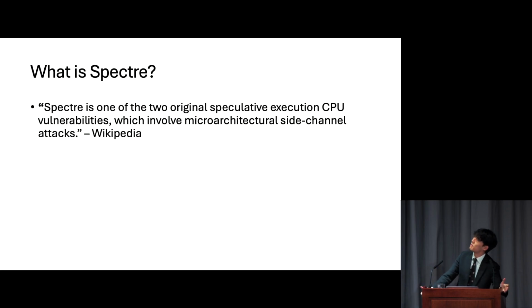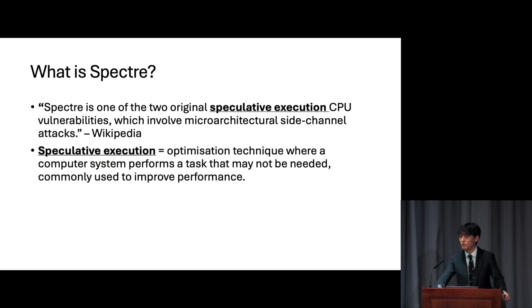So what does this mean? There are some big words here that you might not know. Speculative execution, that's a mouthful. What does that mean? Well, it's an optimization technique where a computer system performs a task that may not be needed, commonly used to improve performance. Computer scientists will know, for example, that branch prediction will use speculative execution to execute instructions before it knows whether the branch condition has been met or not. So that's a use case of it. Okay, so this Spectre attack uses some speculative execution aspect of the CPU.